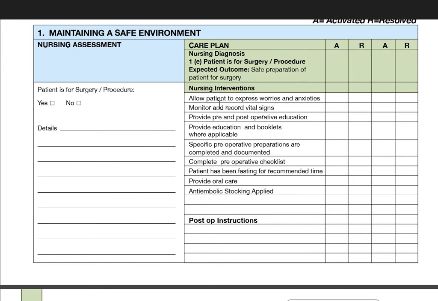So the interventions here are very generic: allow patient to express worries and anxieties, monitor and record vital signs, provide pre and post operative education, provide education and booklets where applicable, specific pre-operative preparations are completed and documented, complete pre-operative checklist, patient has been fasting for recommended time, provide oral care, and anti-embolic stockings applied. And then there's blank ones if you want to put in some more specific interventions. And then post-op instructions. So if there's specific interventions for post-op, we can document them there and activate here.